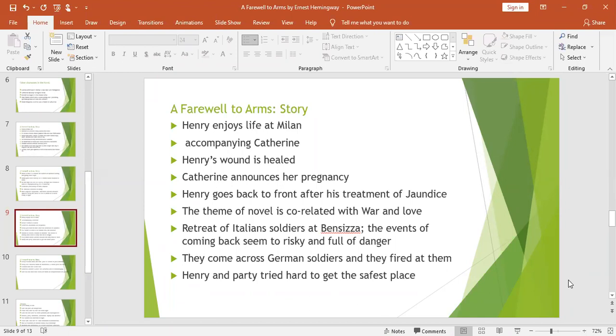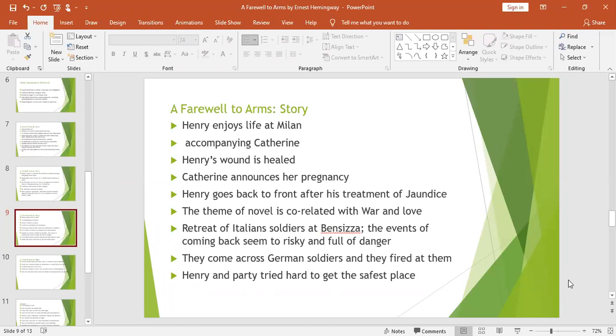Catherine announces her pregnancy because there is an intense love between Catherine and Henry. Henry goes back to the front after his treatment of jaundice. Now, basically, he got injured, he got injuries on his leg, and his leg is healed. But after that, he suffers from jaundice. This is another disease, a liver disease.